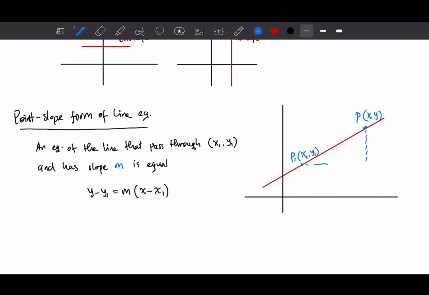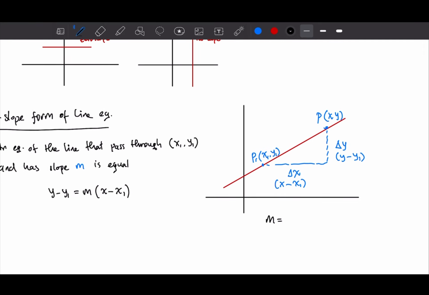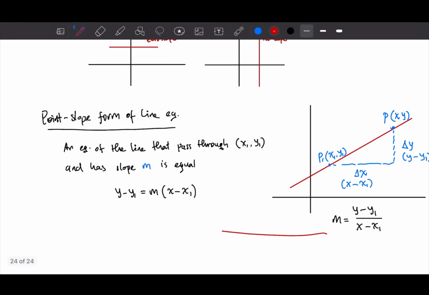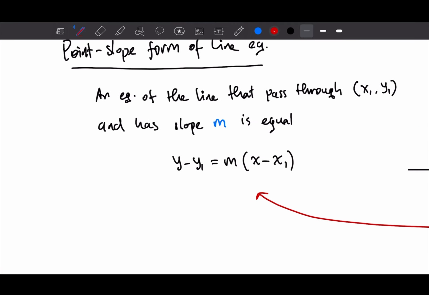Now, again, we have the delta. Here is y minus y1, and this is x minus x1. So we say that the slope or the gradient will be y minus y1 divided by x minus x1. When we turn this into a line equation, it becomes a very, very important expression when we have a point x1, y1. If we know the gradient or the slope m, then we can make the line equation directly from the point x1, y1 with gradient m. It's very, very helpful, and it will be very important in calculus 1, especially when we deal with the tangent line.